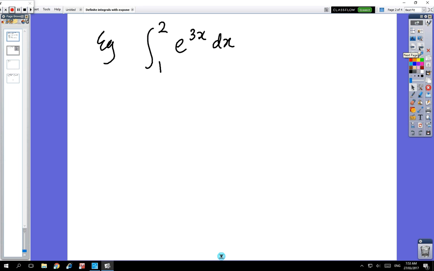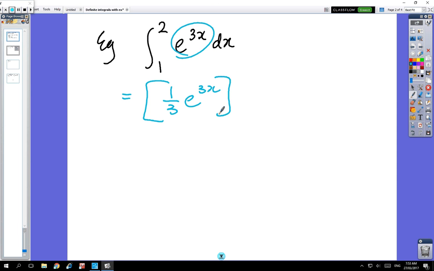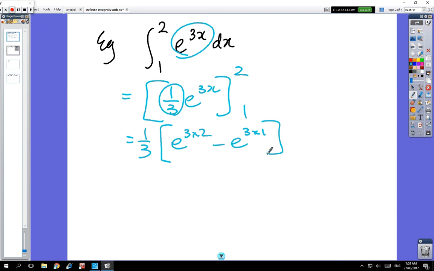So in this one here, nice and straightforward. The first thing you do is start with the square bracket. So e to the 3x turns into a third e to the 3x from 2 to 1. Now that 1/3 can come out the front, and it'll multiply through at the end. So we'll take 1/3 and then we've got e to the 3 times 2 minus e to the 3 times 1. So it's 1/3 e^6 minus e cubed. And that's the answer. You don't have to do any more than that.